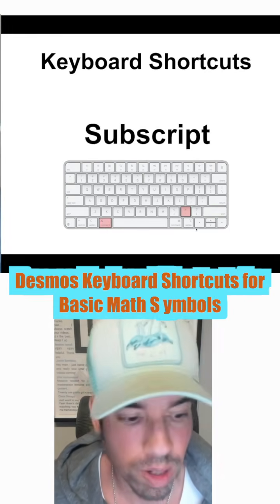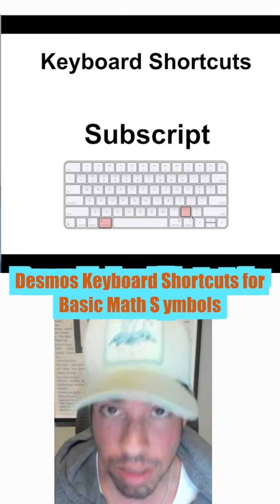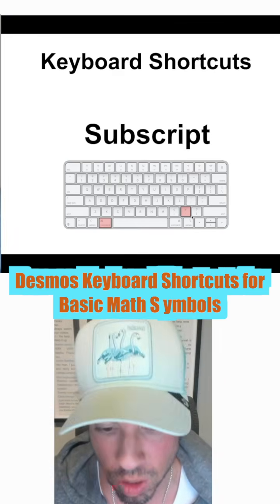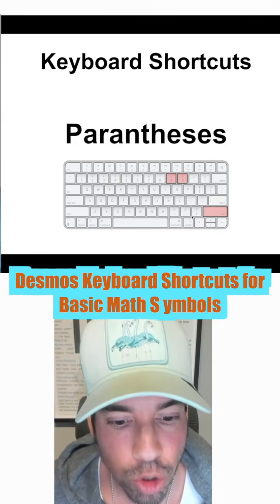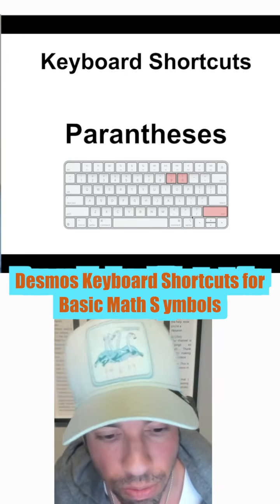For subscript, and again, this was with the Mac, you're going to hit Command period. Sometimes you're going to need subscripts for particular advanced regression, which I'm going to show you later, but it's definitely less important than an exponent. And of course, for parentheses, you're going to hit Shift 9 for the left parenthesis, Shift 0 for the right parenthesis.